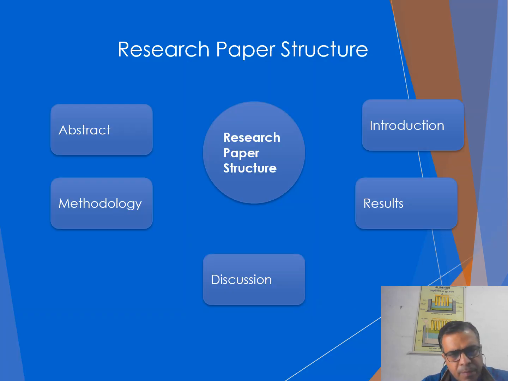Structure of a research paper. Number one is the title of the paper, then the authors' names, then the institution name, then the name of the corresponding author, whose email ID is mentioned. Now coming to the basic structure of the paper, there is the abstract, and the word limit for the abstract is 150 to 250 words. Abstract is a brief summary of your entire research. It should highlight the objective, methodology, key findings, and conclusion.